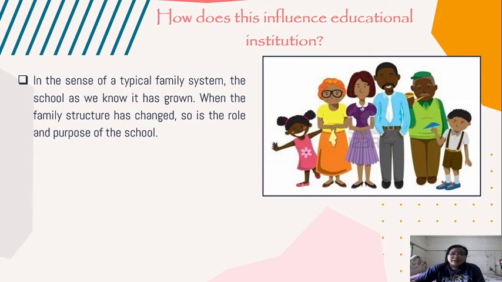In the sense of a typical family system, the school as we know it has grown. When the family structure has changed, so has the role and purpose of the school. In a typical family system, we historically concentrated on common social traits and even conformity, in which the fathers were supposed to work, the mothers usually controlled their homes and provided their children with a safe environment at home, and the children or the youth were responsible to go to school and learn.